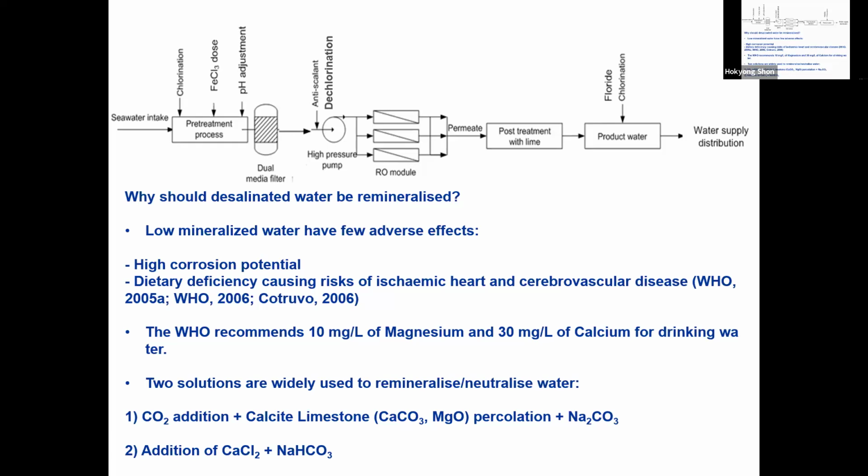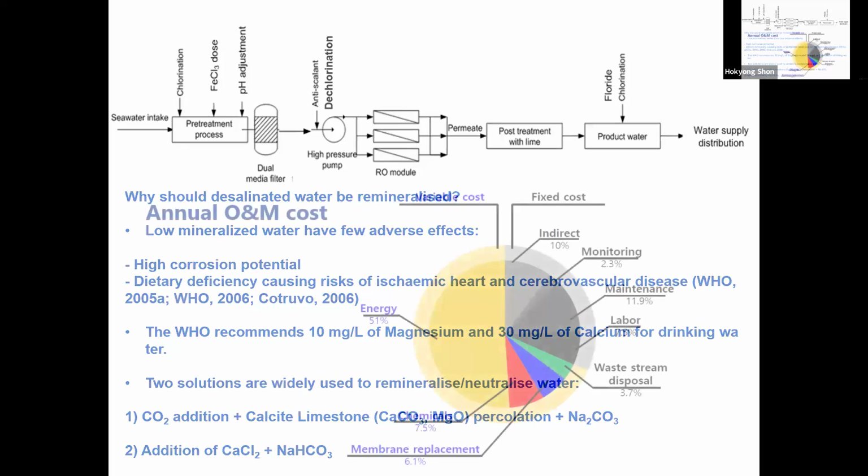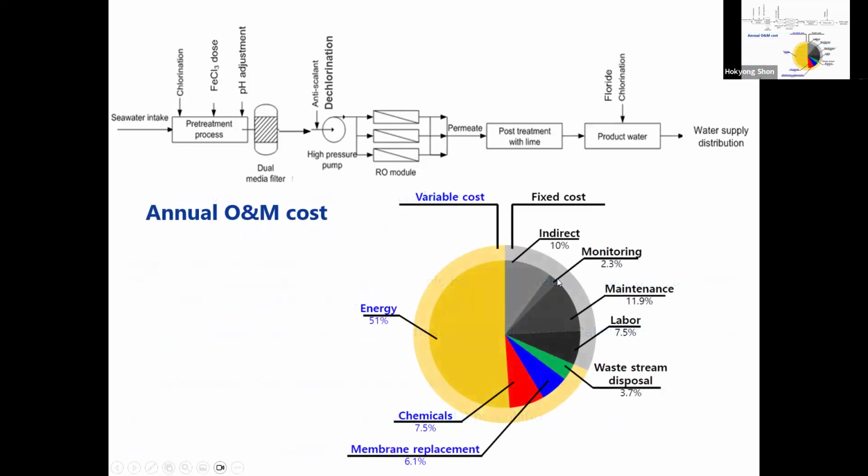So remineralization gives you a better way of making drinking water, much more secure to transfer through the pipeline. That's the reason why they also add chloride, for disinfection purposes, and then we are producing this desalinated water to drink. And this is the annual capital and operation cost.